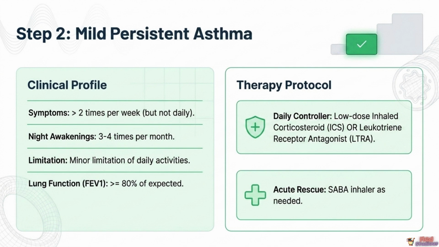An alternative is a leukotriene receptor antagonist, like montelukast, useful particularly in patients who cannot tolerate inhaled therapy or who have concurrent allergic rhinitis. Alongside the daily controller, you continue the SABA rescue inhaler for acute breakthrough symptoms. The key teaching point here: once you are in persistent territory, a SABA alone is insufficient. The daily ICS is what addresses the root inflammatory cause, while the SABA merely treats the acute symptom.